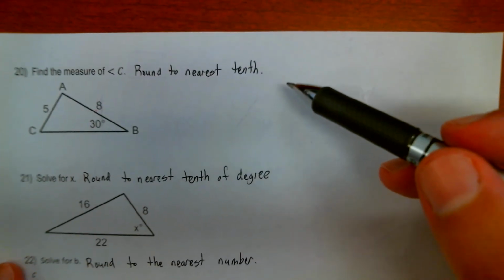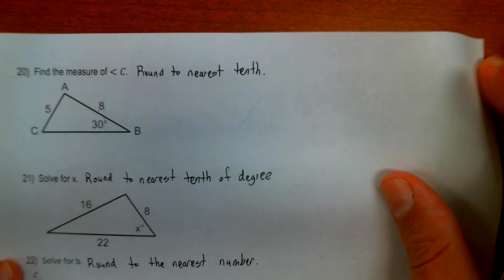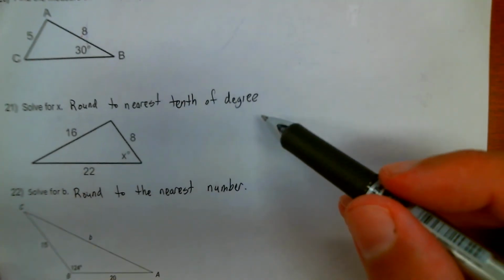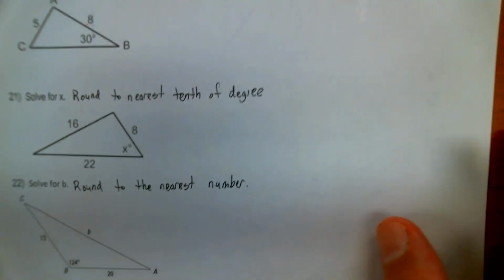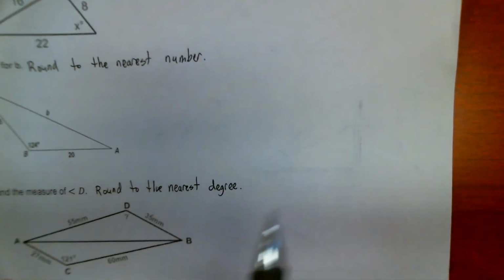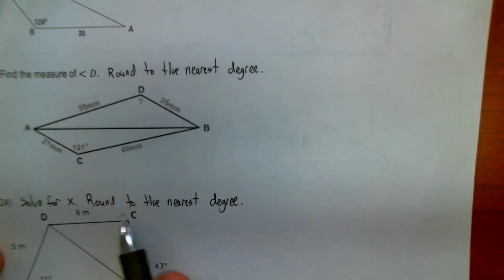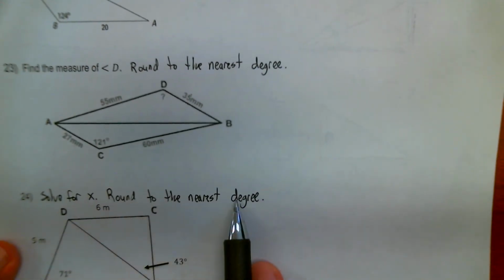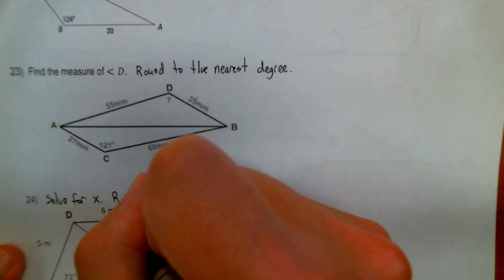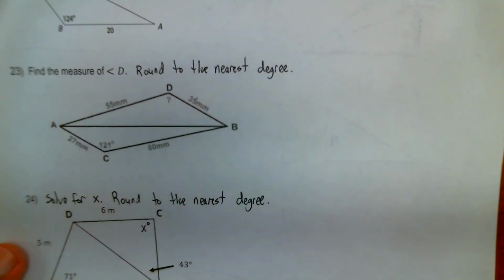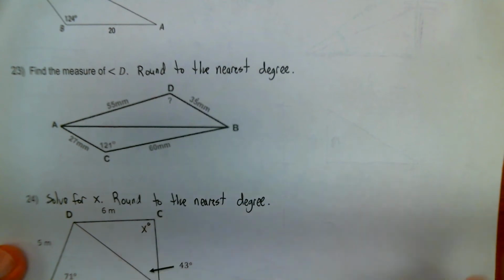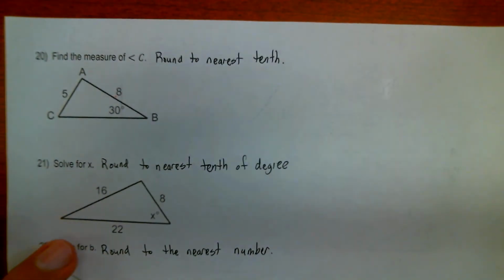If y'all want to add this to your paper real quick: round to the nearest tenth, round to the nearest whole number, and then round to the nearest degree. And then solve for x, round to the nearest degree. The x should be right there. So we're basically solving for angle C. Okay, sorry about that. All right, let's keep going.